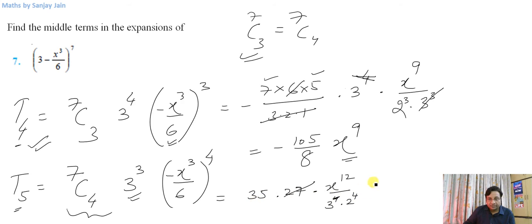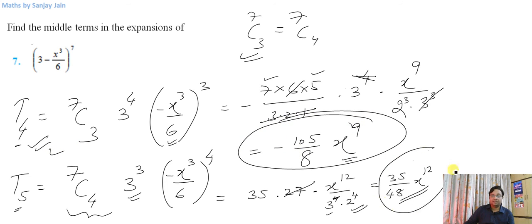So this is 35 divided by, this is 16, right? 16 into 3 is 48, x raised to power 12. This is another middle term. This is the fourth term and this is the fifth term. These are the middle terms that I'm looking for.